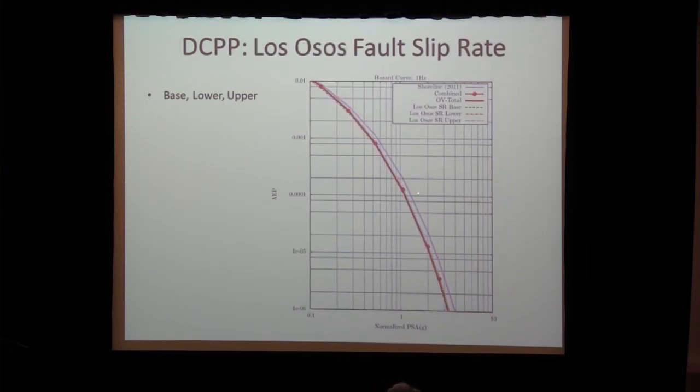If we now look at the Los Osos slip rate, it's quite a tight clustering of the hazard curve. So the change in the slip rates doesn't have a huge impact on the hazard. Again, this is for 1 hertz spectral acceleration.